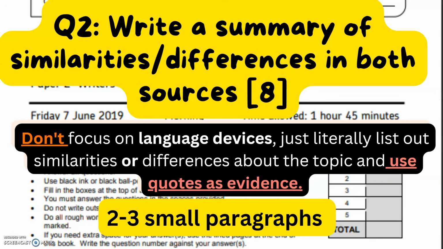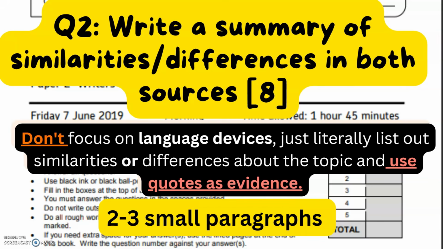For question 2, this is a written summary of the similarities or differences in both sources. So you're looking at both sources, and I would suggest don't do this question second, because you have to look at the whole entire source, and it's only 8 marks. You will never be able to look at everything in judicious detail that they require you to. So I would suggest doing this later, but it's up to you.